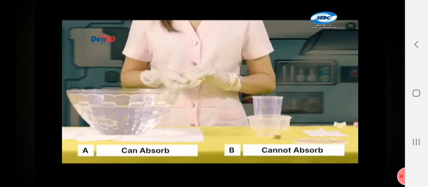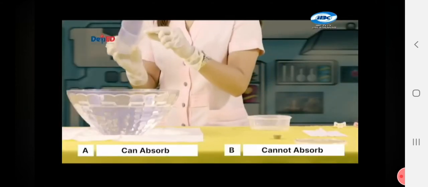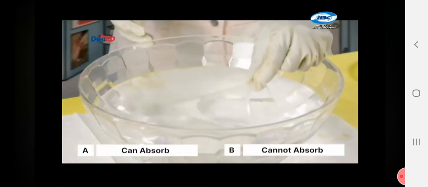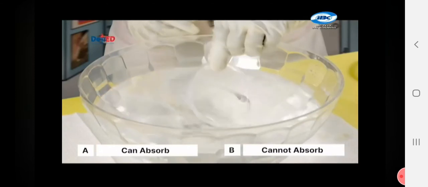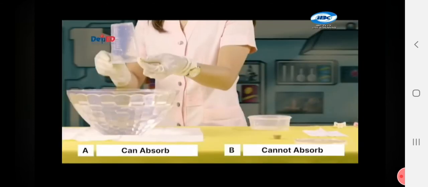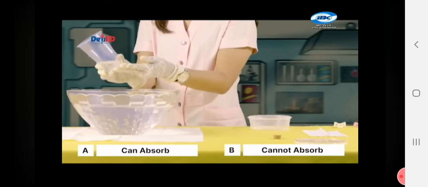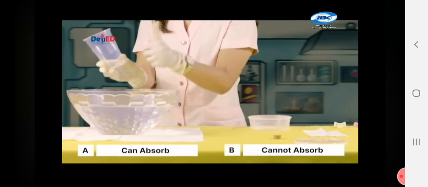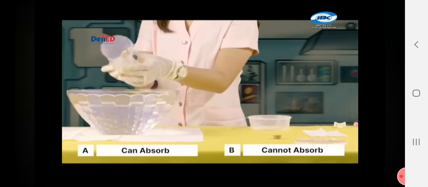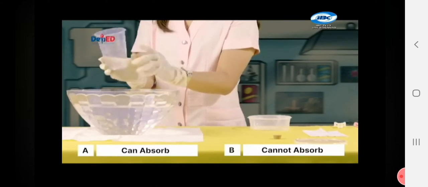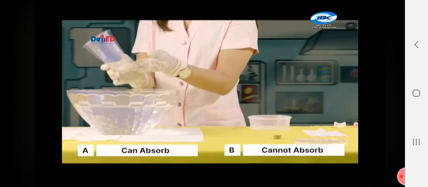Our seventh material is plastic cup. If you have written plastic cup under the column cannot absorb water, you are correct. A plastic cup does not absorb water. It has no pores. That is why it does not have a special property called porosity.